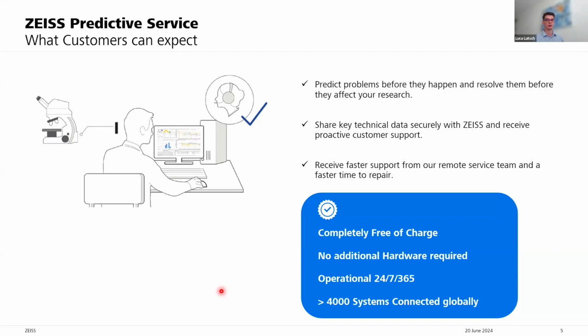It's operational 24/7, 365, so all the time. And speaking of success, we have already more than 4,000 systems which are connected globally. So this really proves that our customers are sure that we use the data securely and provide more effective service at the end.